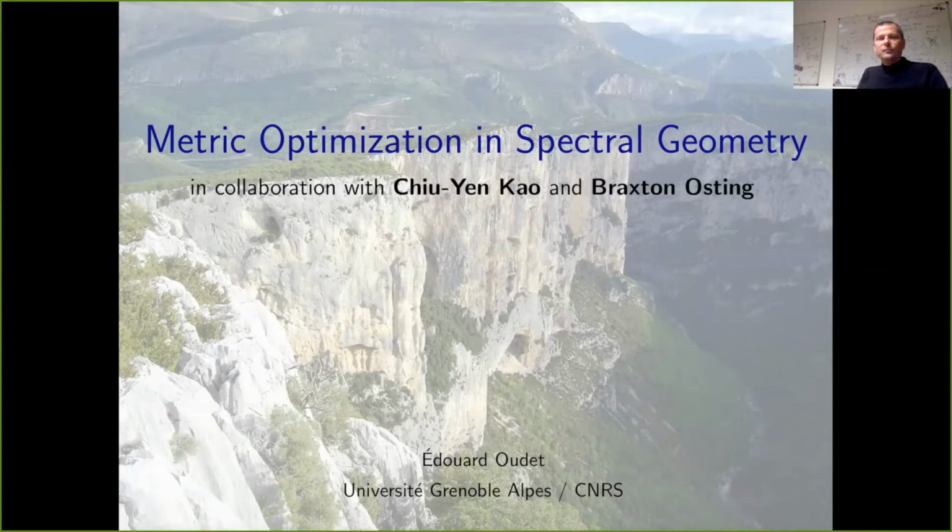Today, I will present some results related to metric optimization in spectral geometry that have been obtained in collaboration with Chiu-Yen Kao and Braxton Osting in the last years. My talk will be divided in two distinct parts. The first part is related to the isometric embedding of surfaces.